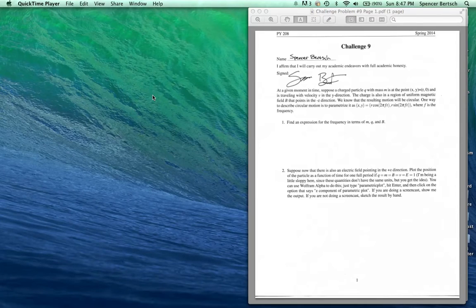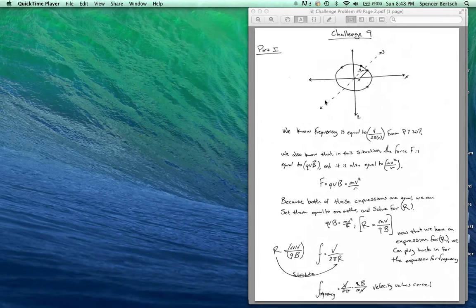Number 9. Really interesting problem. It basically outlines a point charge that's going around in a circle in a Cartesian coordinate system, because it's being acted on by a magnetic field. So part 1 here asks us to find an expression for the frequency.